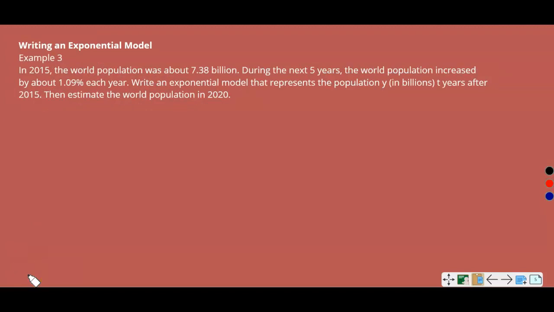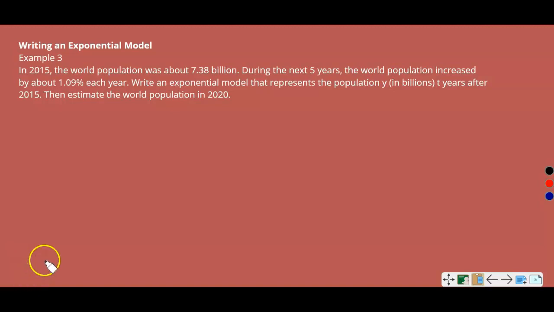Example 3, writing an exponential model. In 2015, the world population was about 7.38 billion. During the next 5 years, the world population increased by about 1.09% each year. Write an exponential model that represents the population y in billions t years after 2015. Then estimate the world population in 2020.